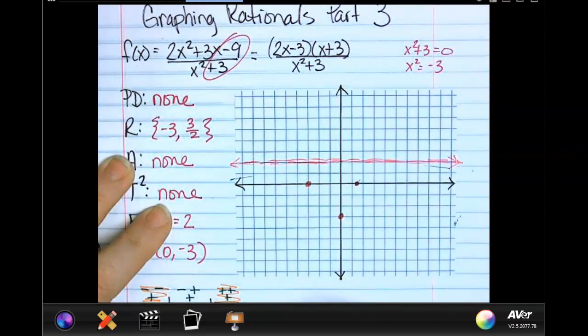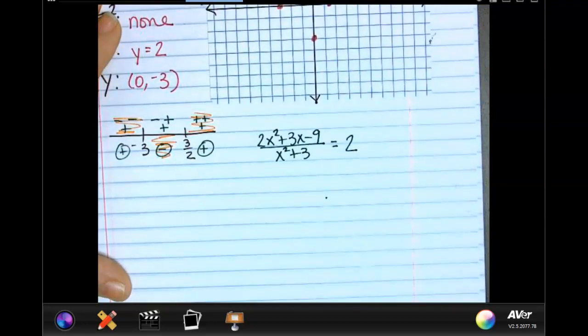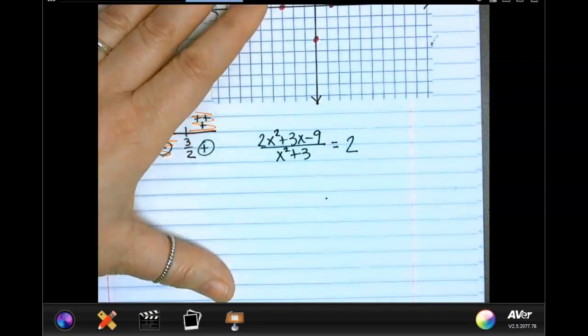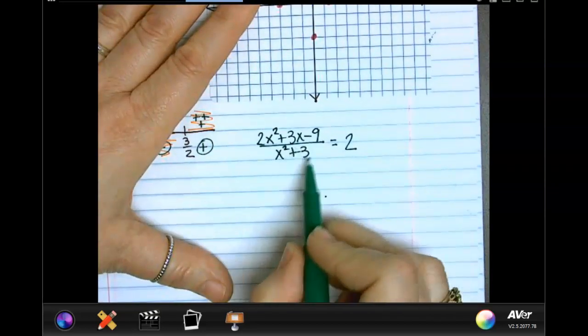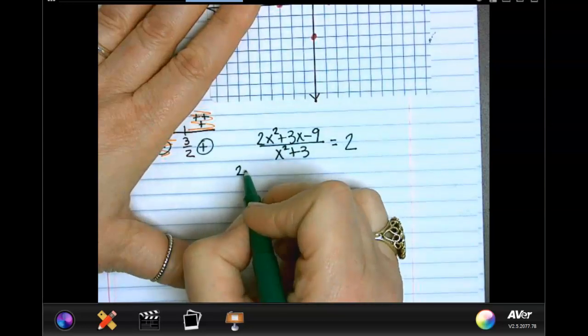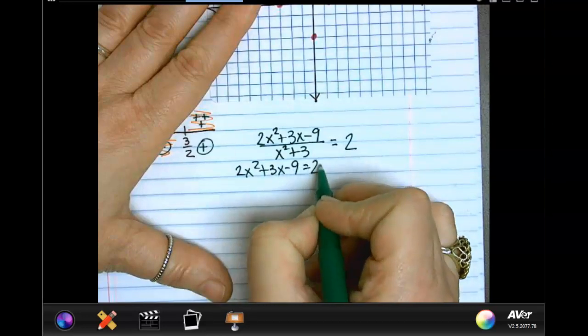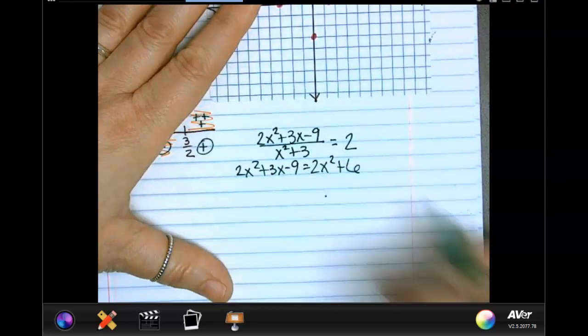So I'm going to write that down here. 2x squared plus 3x minus 9 over x squared plus 3. We're going to set that equal to what? 2. Okay, because we're substituting in 2 in for y because that's the asymptote, right? So then I'm going to multiply both sides by this. I will go ahead and distribute as I do that. So this will give me 2x squared plus 3x minus 9 equals 2x squared plus 6.